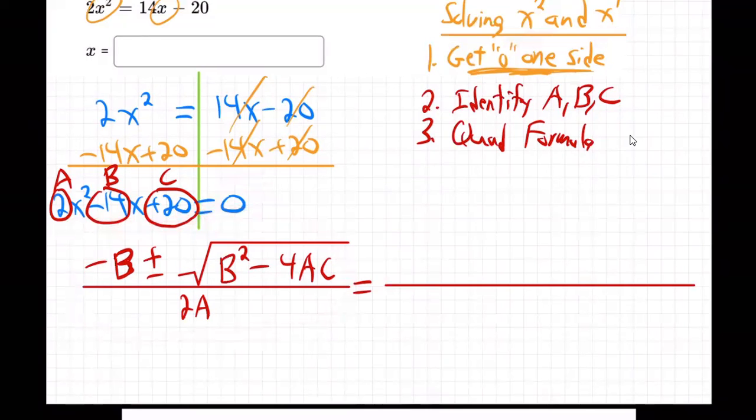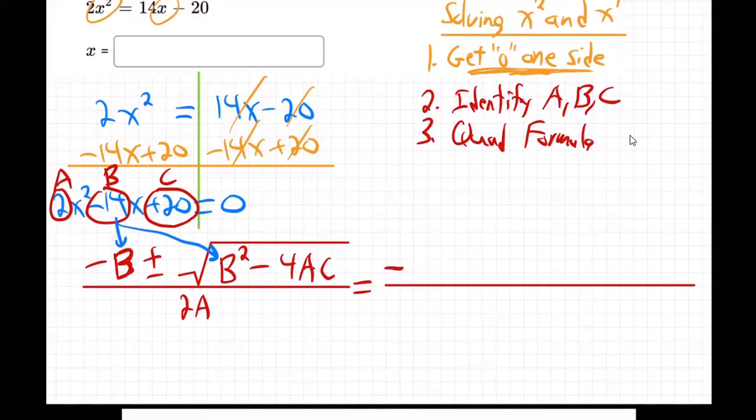Now remember, when we plug things into formulas, we put parentheses. This is not just for the quadratic formula, for all formulas in math. When we plug in, we put parentheses around what we're plugging in. So in other words, I'm going to plug the minus 14 in right there, and the minus 14 in there as well, because B goes in both those spots, and so on. All right, so what do we get?